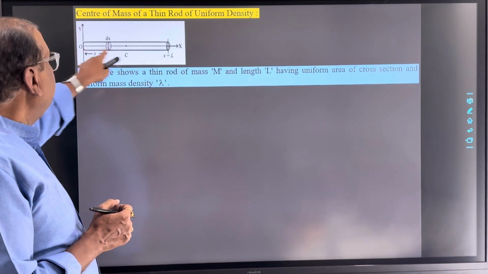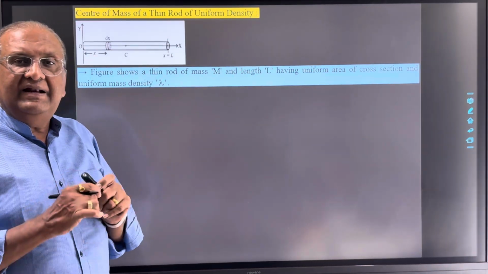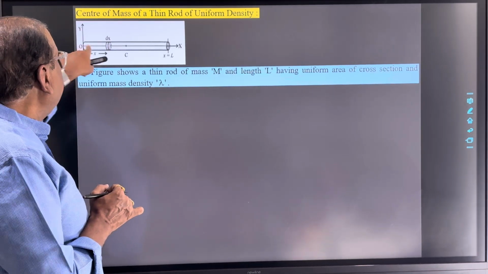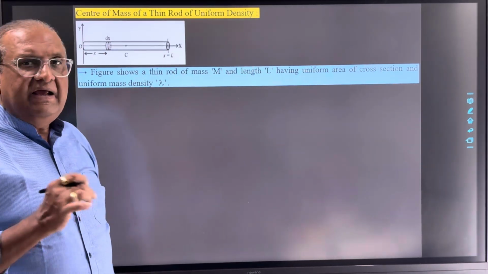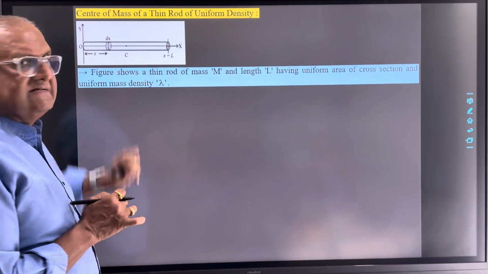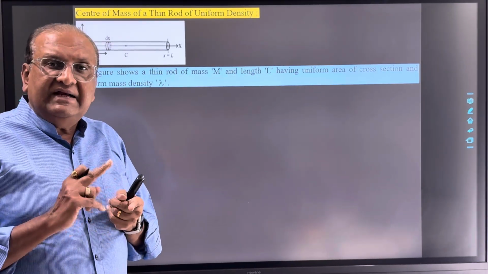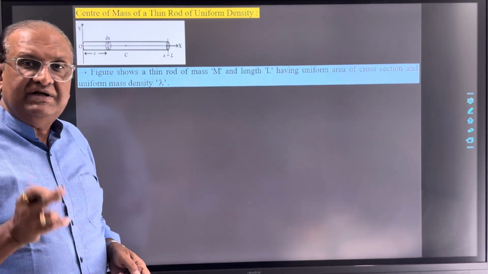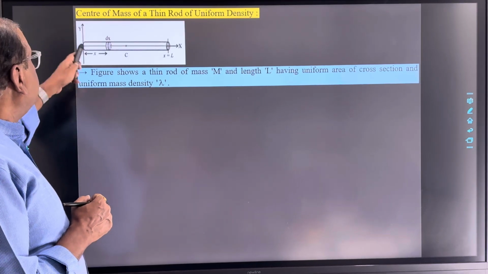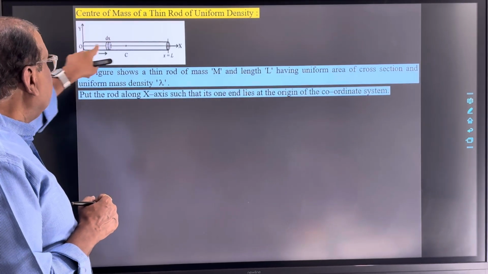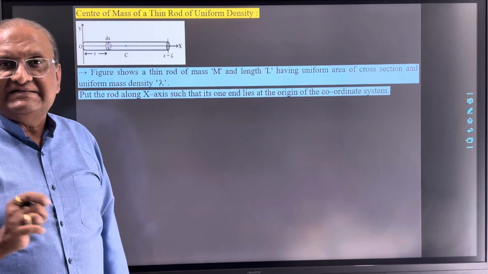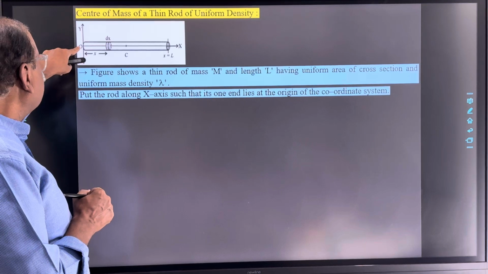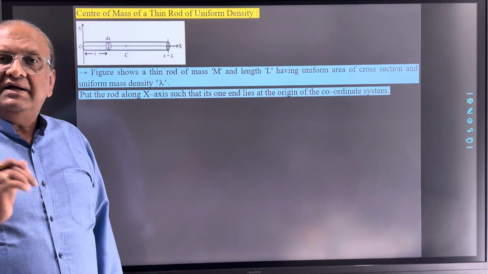It has mass capital M and length equal to capital L, with uniform cross-sectional area and uniform mass density. Here the linear mass density implies mass per unit length. This particular thin rod is placed on the x-axis in such a way that one end of the rod is at the origin of the coordinate system.